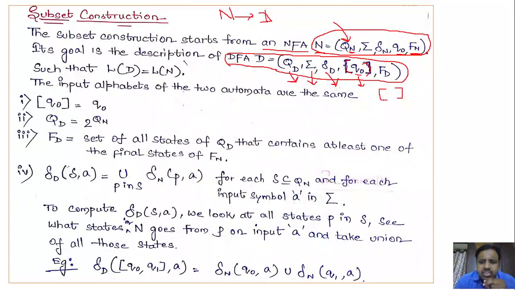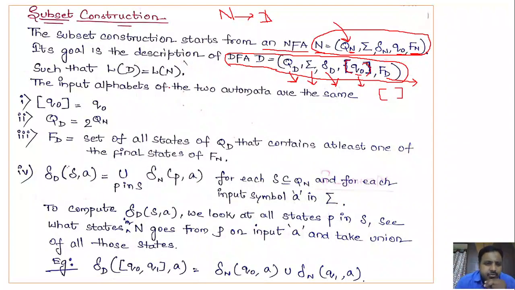In order to distinguish the state in the NFA from the state in the DFA, we are going to use square brackets. We enclose the states in square brackets in the DFA. Next, FD is nothing but the set of final states in the DFA. The subscript N is used to represent the NFA, and the subscript D relates to the DFA. Whenever you encounter the D subscript, assume it is a DFA, and whenever you encounter the subscript N, assume it is an NFA.